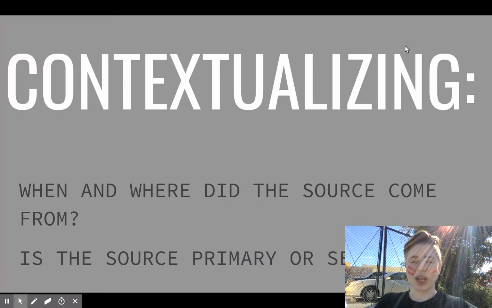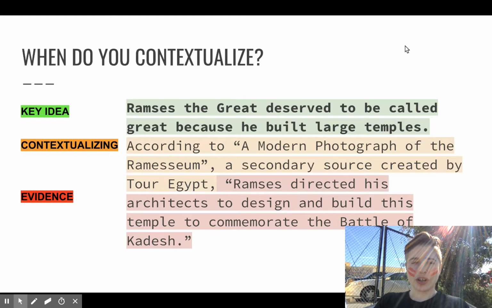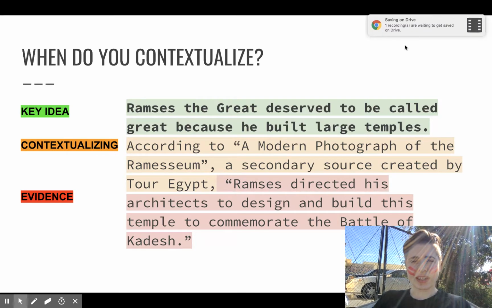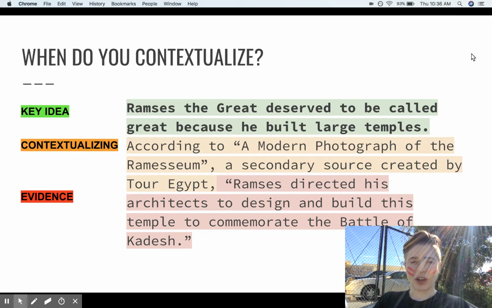So today we're going to learn how to read some source information when we contextualize. Now remember, contextualizing is when you say when and where a source came from and whether it's primary or secondary. You usually contextualize after you write your key idea and before you write your evidence.